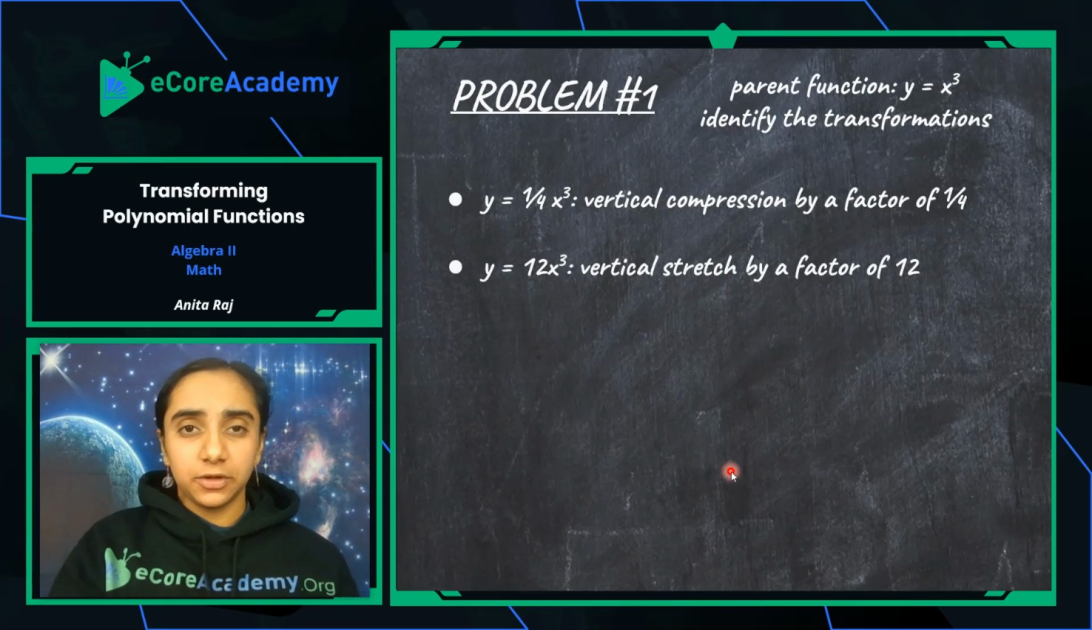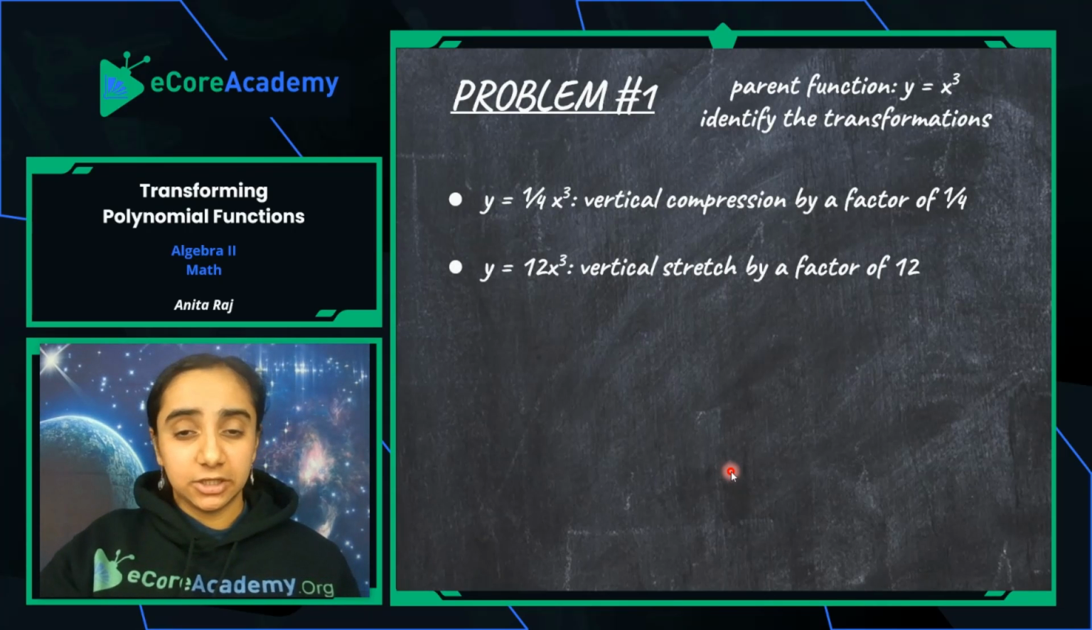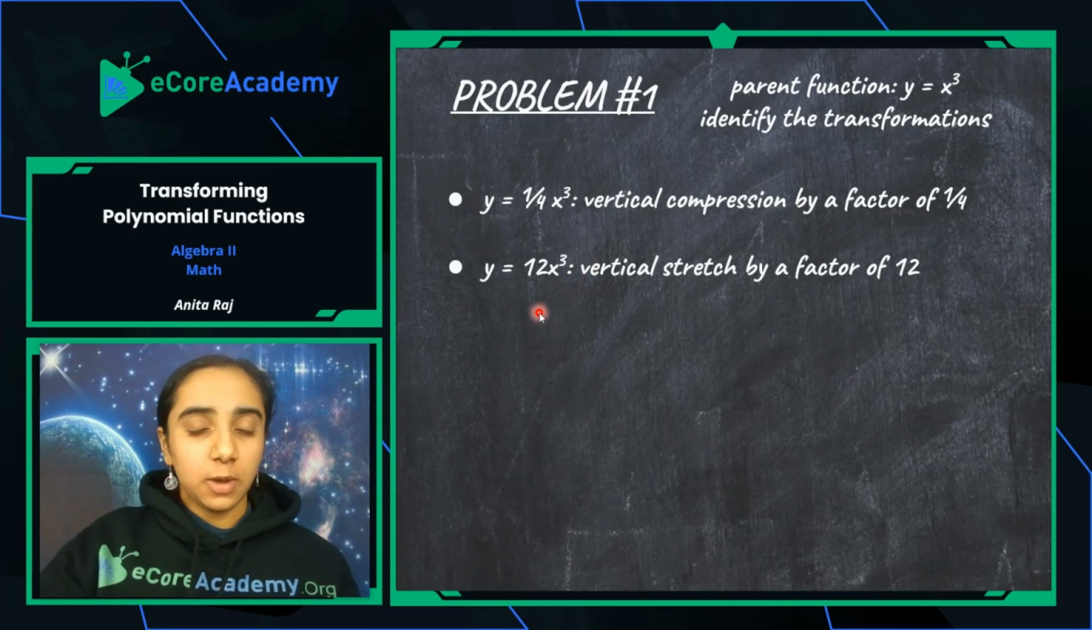In this next example, the complete opposite happens because we see that the coefficient is now 12. 12 is over 1. 12 is much greater than 1.